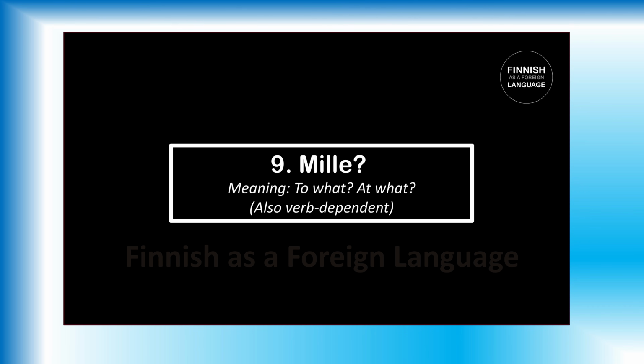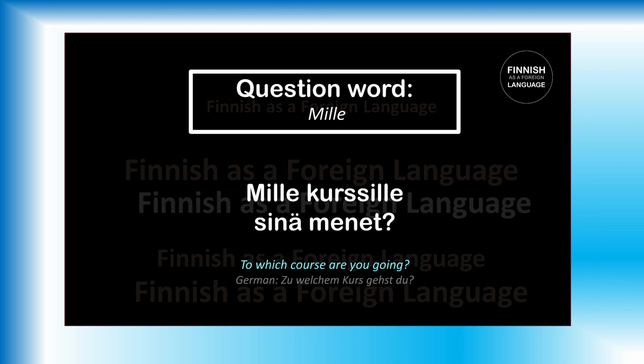Our next question word is millä, which can be understood as to what. Here's our first example. Millä kurssille sinä menet? Means to which course are you going? So why do we use millä here? Because of the verb mennä, which means to go. This one requires the allative case when we want to express movement towards a place or an event. Let's repeat again. Millä kurssille sinä menet? To which course are you going?